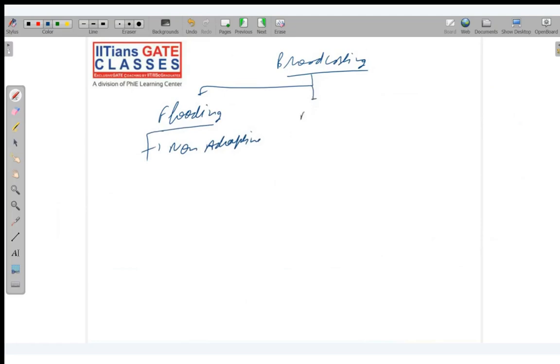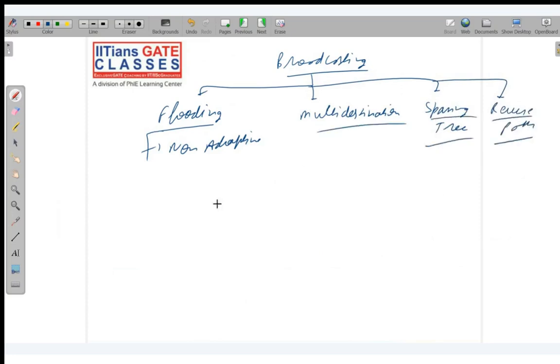Next is multi-destination. Next is spanning tree, and next is reverse path. These three can be adaptive as well as non-adaptive. Whatever way you want, you can make them. These are just approaches. So these approaches can be adaptive or non-adaptive, but flooding is for sure non-adaptive.